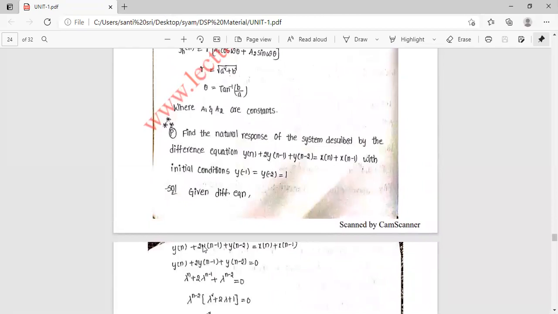Next, coming to the problem, find the natural response of the system described by the difference equation y of n plus 2 into y of n minus 1 plus y of n minus 2 is equal to x of n plus x of n minus 1 with initial conditions y of minus 1 is equal to y of minus 2 is equal to 1. So this is the given problem. We have to find out the natural response of the system.